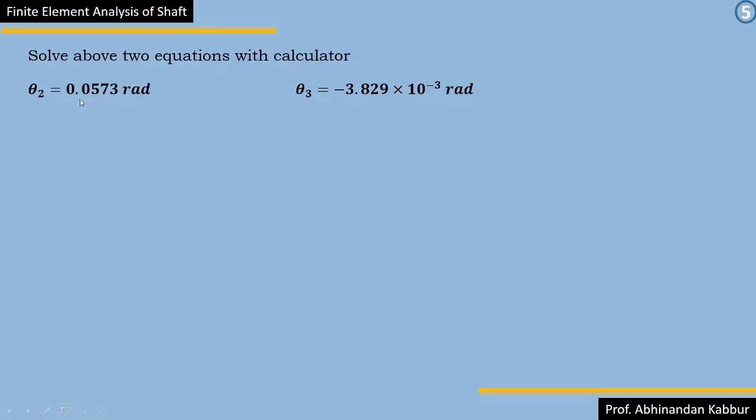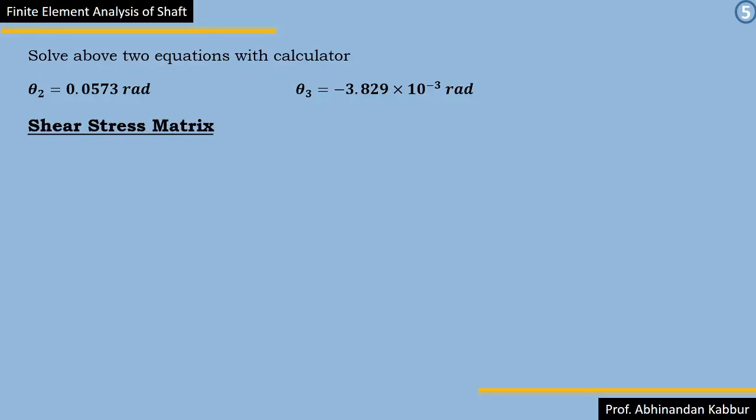So my theta 2 is 0.0573 radians and theta 3 is minus 3.829 into 10 to the power of minus 3 radians. So these are the 2 values of theta 2 and theta 3, the angular displacements at node number 2 and 3. Now this is the first solution for the question he has asked, that is, the angle of twist.